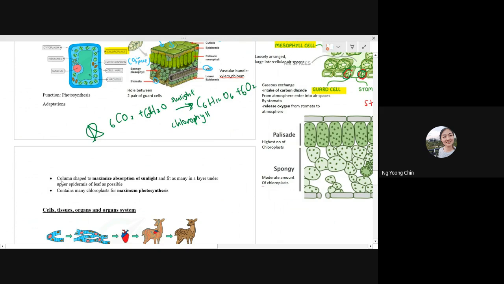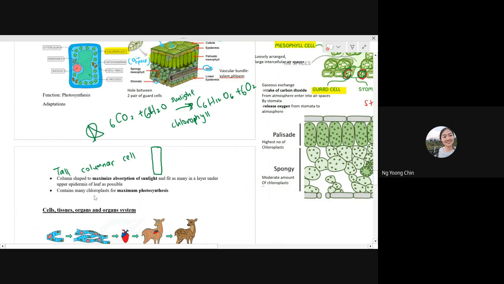They are under the upper epidermis of the leaf. You can see it's column shaped. Column means it's columnar, a tall columnar cell. You can describe them as tall because it's very tall, right? Very long and rectangular. So it's a tall columnar cell. For your information, in biology, columnar means a cell with a long rectangular shape.